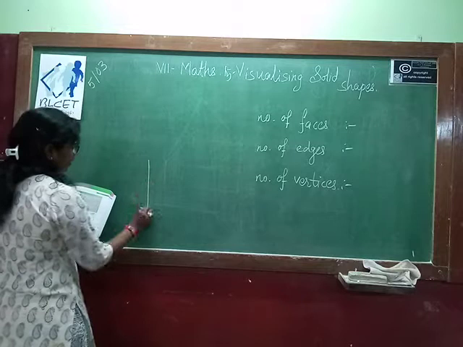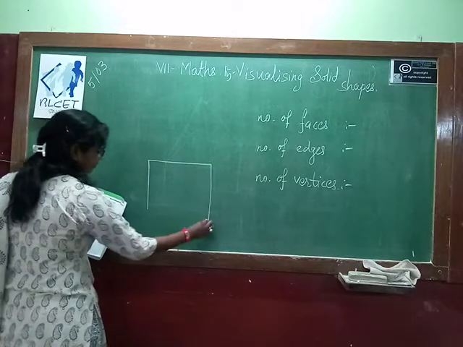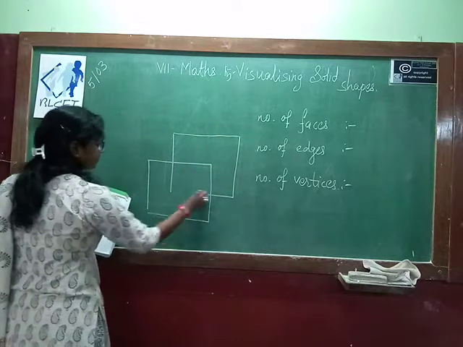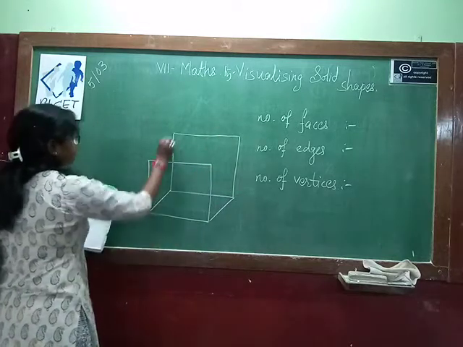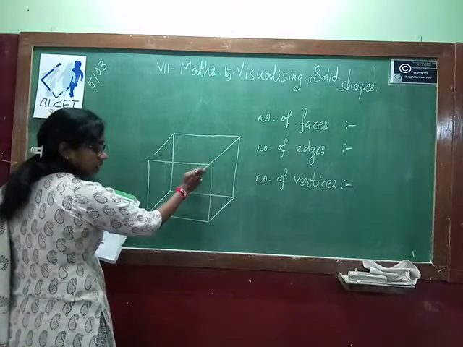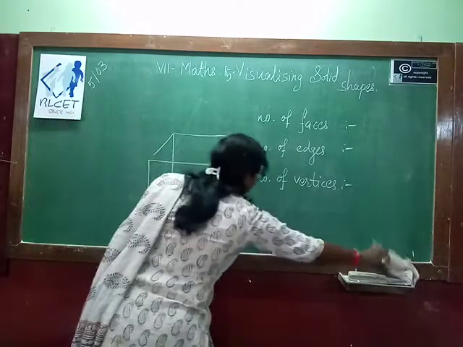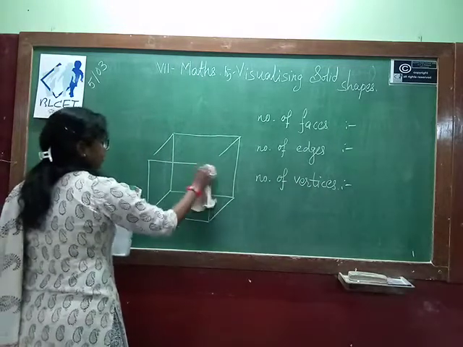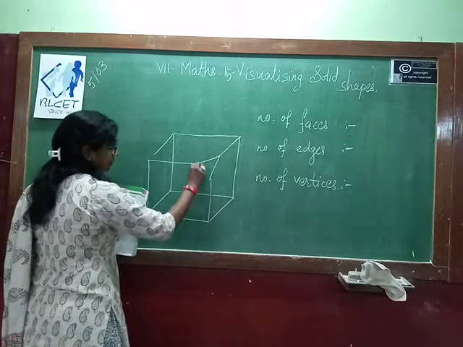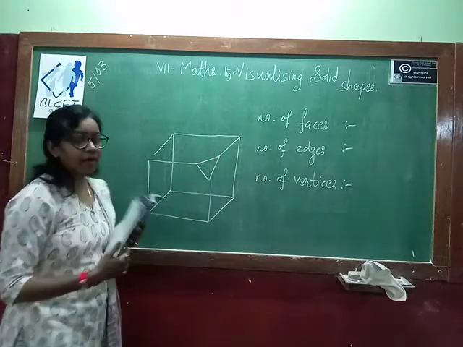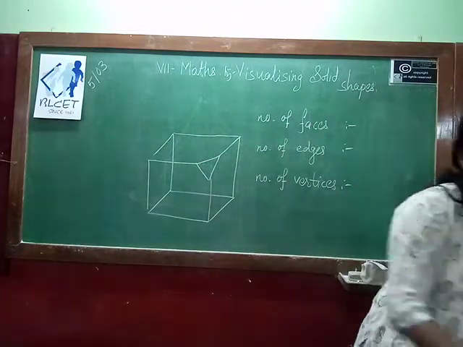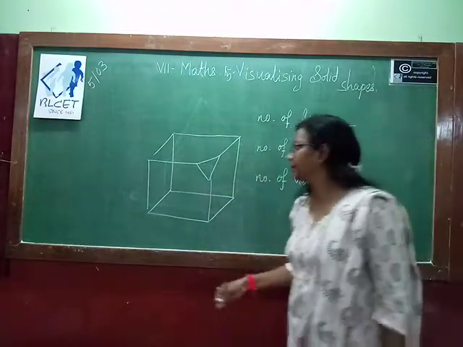It is nothing but a cube. So first we draw the cube. The cube is a little bit broken from one of its vertices. So what kind of diagram will we get now? It's like this. Okay. So now we have to calculate the number of faces, edges and vertices for this diagram.